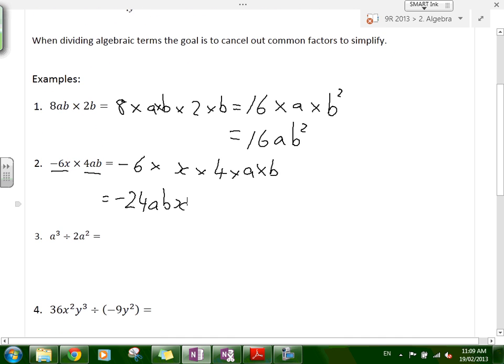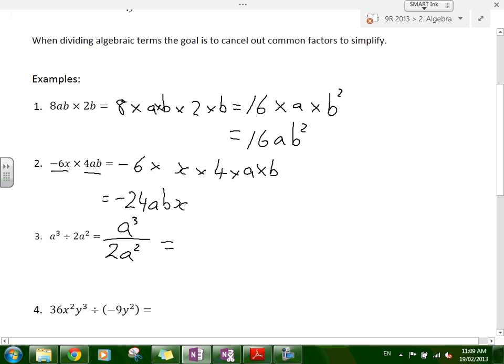Okay. We have a cubed divided by 2a squared. I'll make sure the size is bigger. So the first thing we have to do is rewrite this in fractional form. A cubed divided by 2a squared, a cubed over 2a squared.